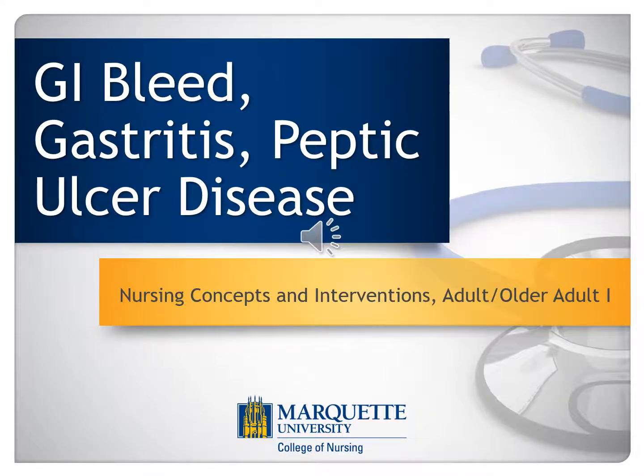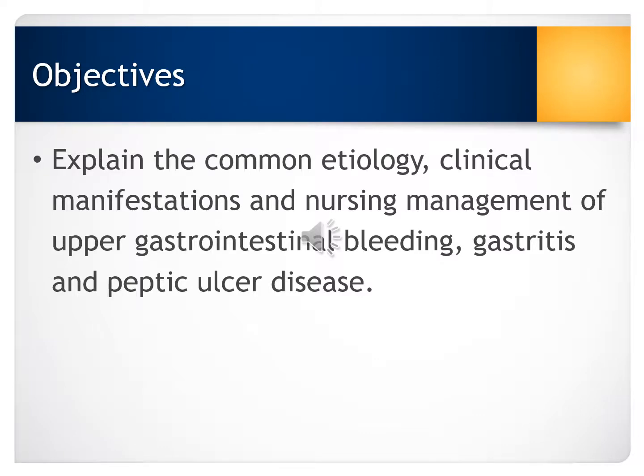GI bleed, gastritis, and peptic ulcer disease. The learning objectives for this module are to explain the common etiology, clinical manifestations, and nursing management of upper GI bleeding, gastritis, and peptic ulcer disease.